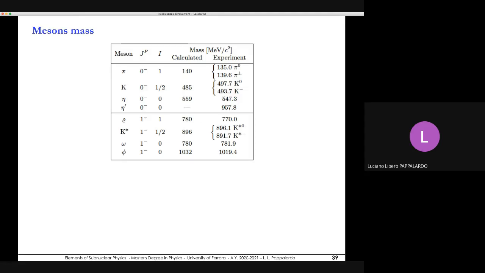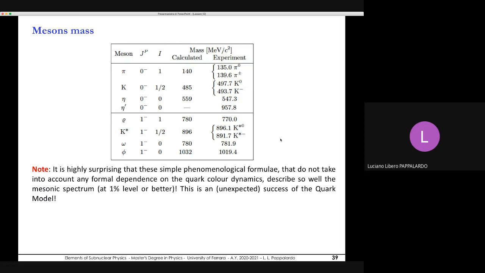So again, these are our pseudoscalar mesons and vector mesons. The experimental values are reported here for the masses, and these are those that you calculate with this formula. You see, they are incredibly close. So this formula, which is phenomenological, is in the end a quite accurate one. And it is actually highly surprising that a simple phenomenological formula that does not take into account any formal dependence on the quark color dynamics, so on QCD, describes the mesonic spectrum so well, at the 1% level or even better. Okay, and this is indeed an unexpected success of the quark model.